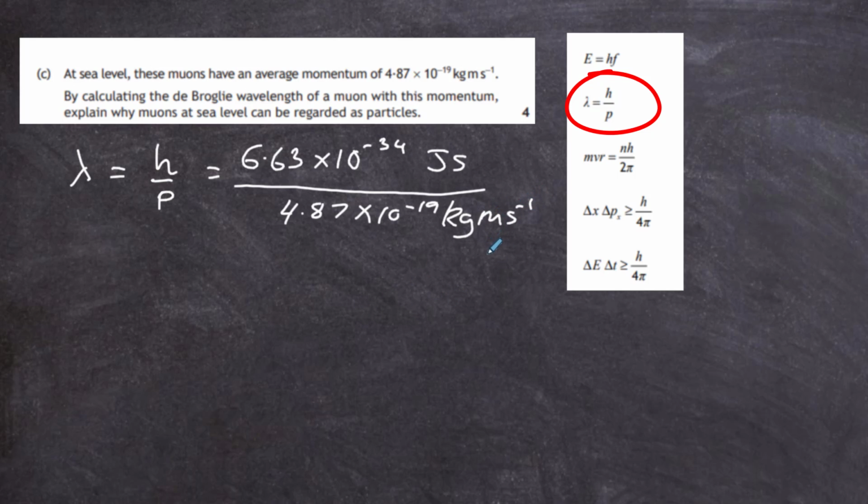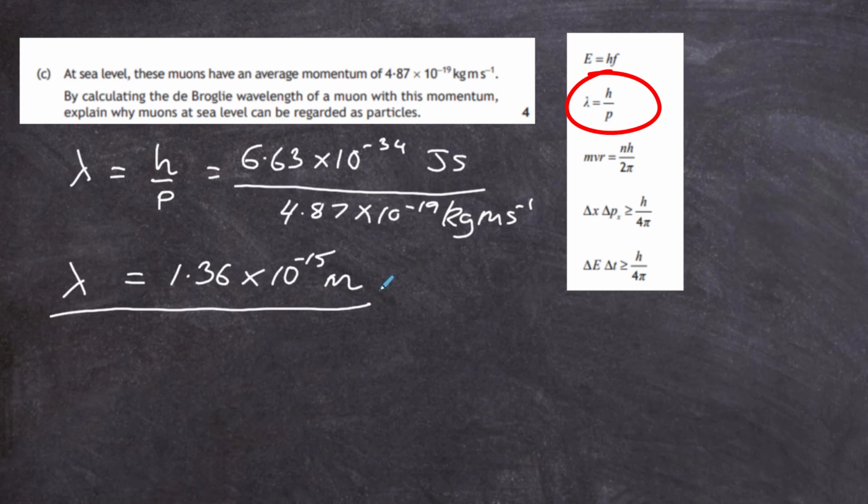Leaving aside the units now, they must work out to give us a wavelength in meters. On our calculators, lambda works out to be 1.36 times 10 to the minus 15 meters. So that's the de Broglie wavelength of these muons. As you can see, the wavelength of these muons is much smaller than the dimension of an atom. If we think of a typical atom, its dimensions are of the order of 10 to the minus 10 of a meter.